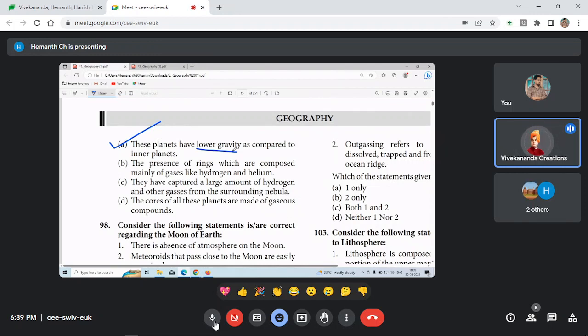Of rings which are composed mainly of gases like hydrogen and helium.